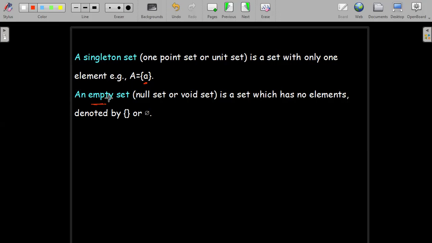An empty set, also known as a null set or void set, is just a set that has no elements in it. So we represent it by curly brackets with nothing there, or we just write this O and cross it like that. Then this would mean that it's an empty set. It has no elements. So by definition, this is how it would look, and there's nothing here, so it's empty.